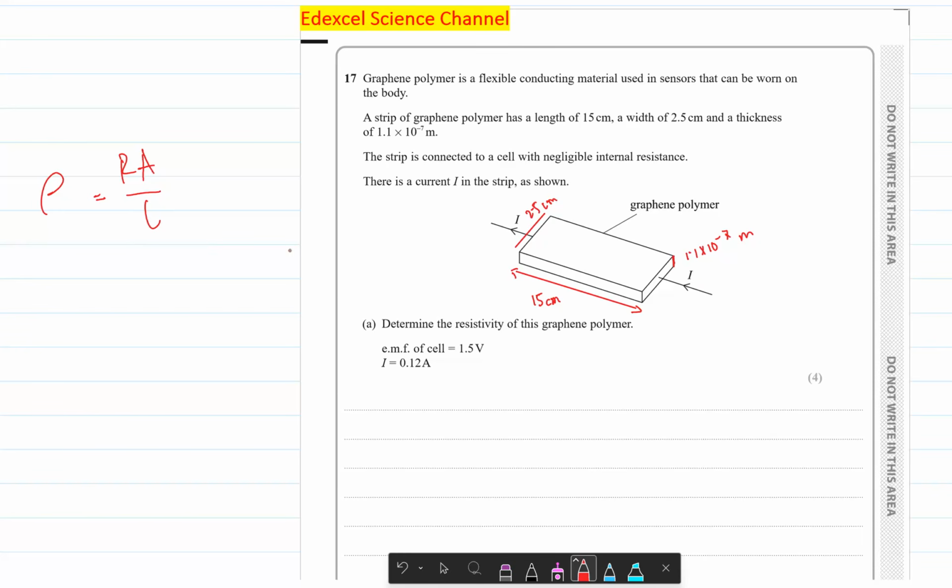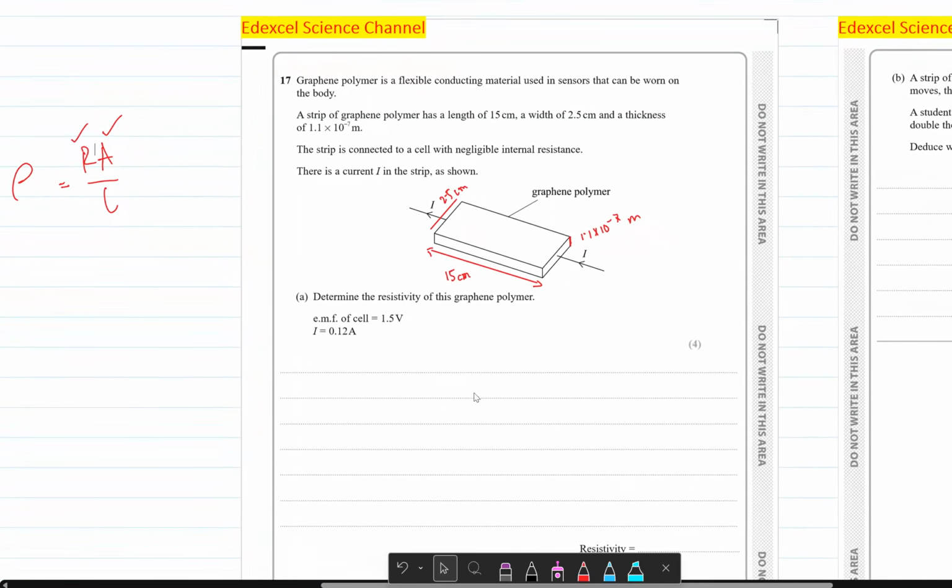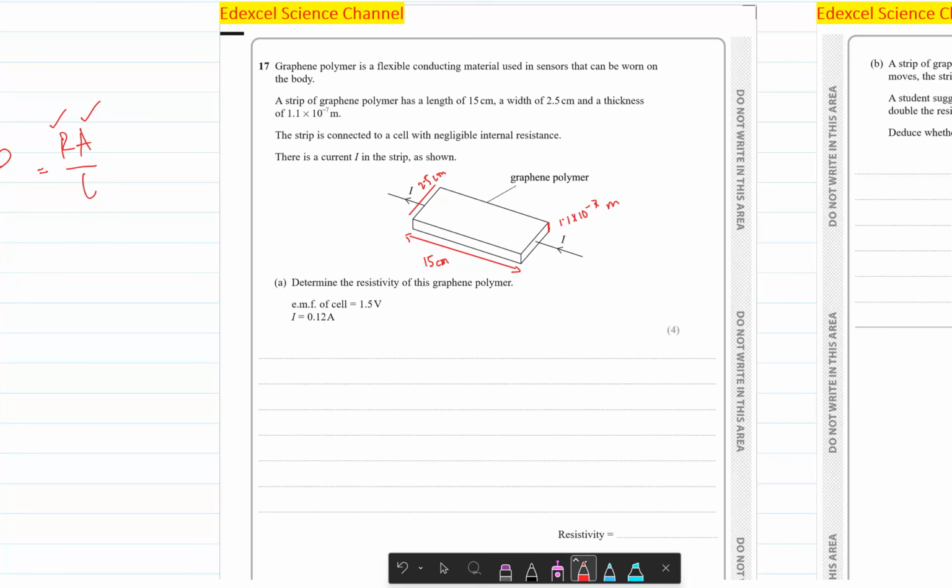So we now have to find out what information we do know and what we have to find out. Do we know the resistance? Have they given us the resistance over here? No, but they have given us the voltage and the current. So we can find out the resistance. Have they given us the cross-sectional area? No. However, we do know the thickness and the width of the polymer. So we can also find out the cross-sectional area. So let's find out the required values.